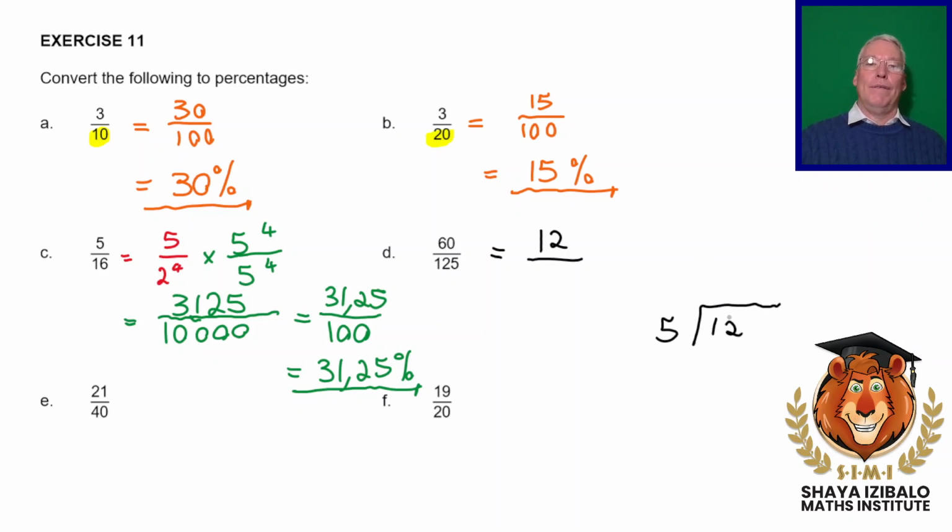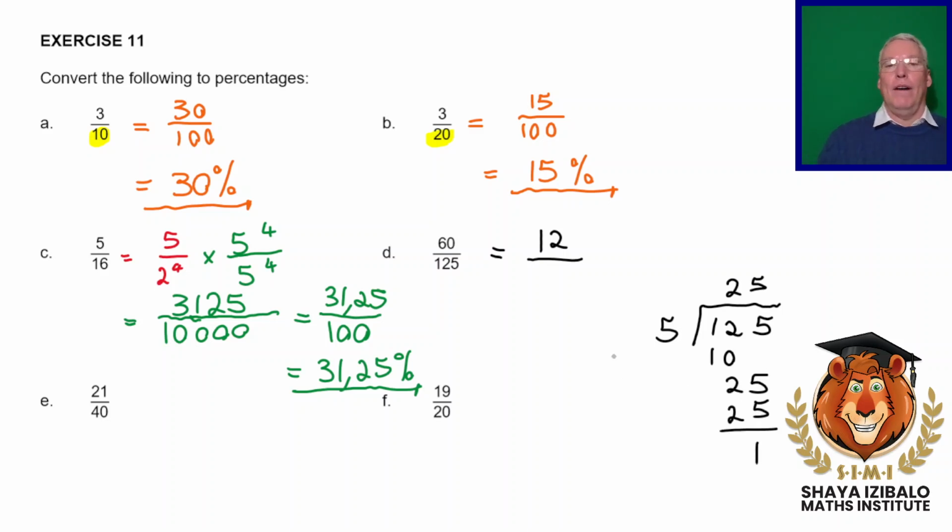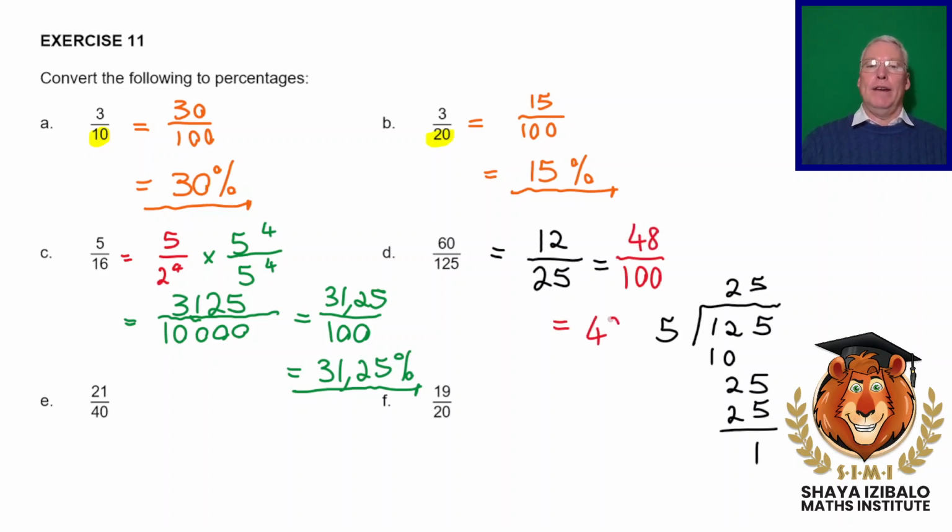5 goes into 12 two times, and 2 times 5 would give us 10. We subtract and bring down, and 5 goes into 25 five times. So in fact the answer is 25. 60 out of 125 is the same as 12 out of 25. Now remember, we want to get 100 on the bottom. What must we multiply 25 by to get to 100? The answer is 4. If we multiply the bottom by 4, we've also got to multiply the top by 4, and we get 48 hundredths. So our final answer is 48%.